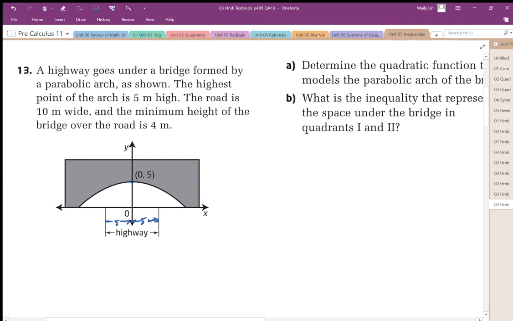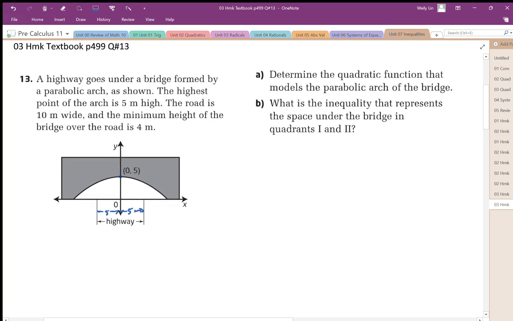So determine the quadratic function that models the parabolic arch of the bridge. Well, the quadratic function is going to be a quadratic function centered at (0, 5), and we don't know the vertical expansion value of that. So we don't know a. So we need to find some coordinate on this curve that we know.